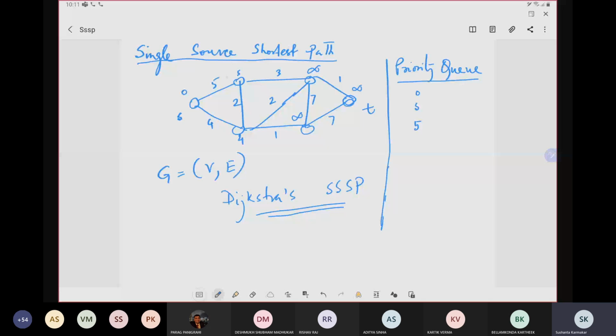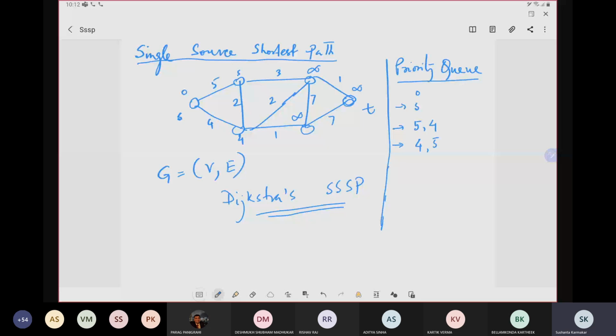But see what happens as soon as I do that. These are all the nodes that are reachable from S, and I have extracted S. So now this is the state of the priority queue, 5 and 4. But since the priority value is the shortest distance from the source, this priority queue itself will change into 4, 5.